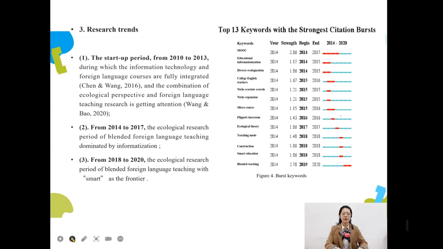In this part, we adopted burstness, which indicates the abrupt change of a keyword over a period of time. A total of 13 burst terms for the development of this field were identified. Through observation, we can divide the development of this field in the past 10 years into the start-up period from 2010 to 2013, during which information technology and foreign language courses are fully integrated, and the combination of ecological perspective and foreign language teaching research is getting attention. From 2014 to 2017, the ecological research period of blended foreign language teaching was dominated by informatization. And from 2018 to 2020, the ecological research period of blended foreign language teaching had SMART as the frontier.